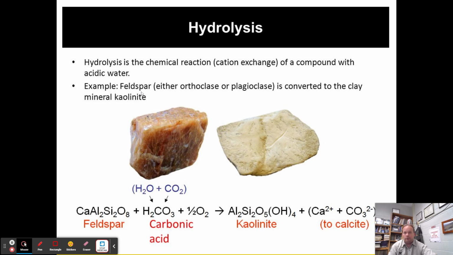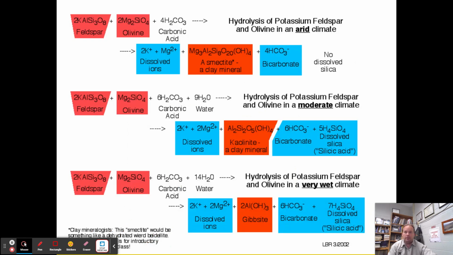So feldspar is converted to the clay mineral kaolinite, calcium feldspar, through this process, and it's basically the same stuff that's dissolving limestone, just now you're dissolving feldspars, and this takes a lot longer. It's not real quick. But we can look at the climate of an area and predict what kinds of clay minerals we're preferentially going to get as a product of these weathering phenomena. So in an arid climate, if you hydrolyze potassium feldspar and olivine, you're going to end up with a smectite clay. It's a special kind of clay called a smectite.